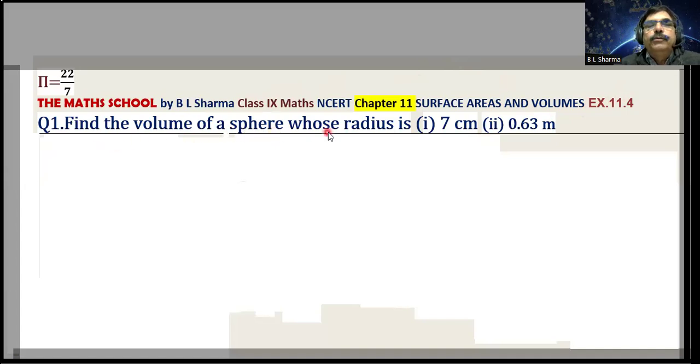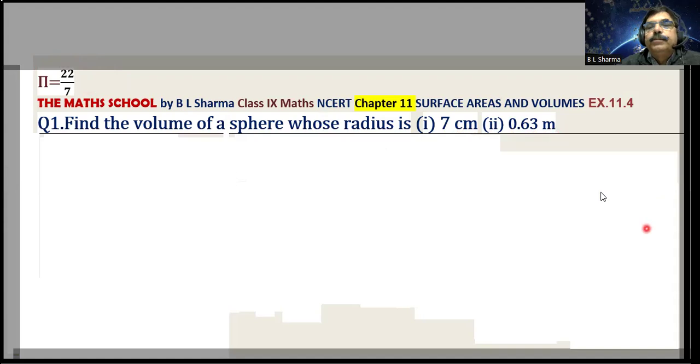Find the volume of a sphere whose radius is 7 centimeter. In the second case, it is 0.63 meter. And in each case, we have to take pi is equal to 22 by 7 if it is not given. Otherwise, a different value, that is 3.14.